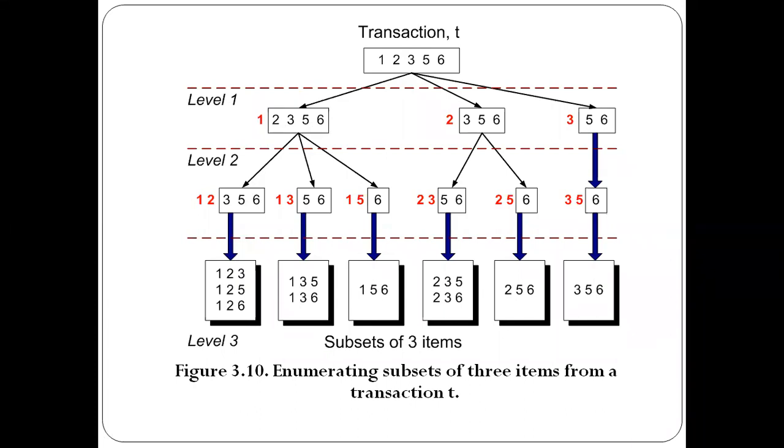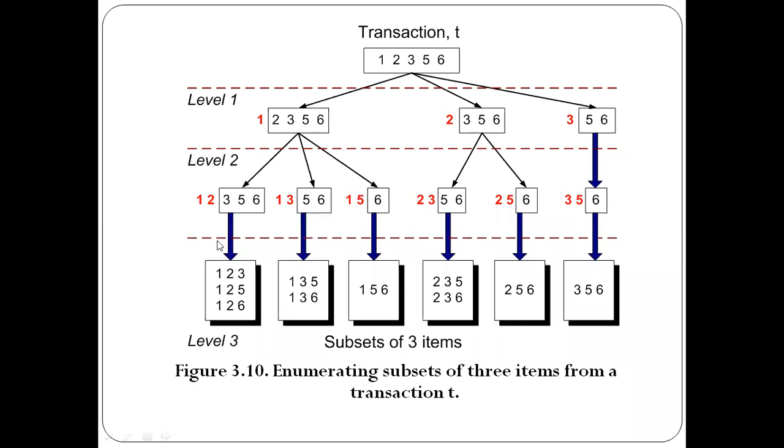So in order to do the enumeration, at level 1 we have fixed the first item of the candidate 3-item set. The first item can be either 1, 2, or 3. So level 1 specifies the number of ways in which we can specify the first item of the candidate 3-item set. Okay, next at level 2, we have fixed the first 2 items of the candidate 3-item set. So it can be either 1 2, 1 3, 1 5, 2 3, 2 5, or 3 5.